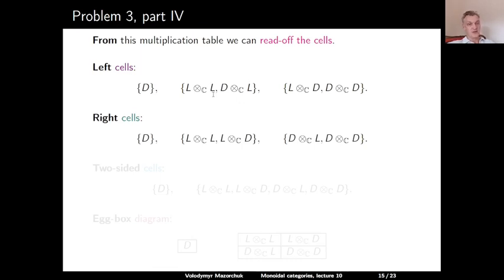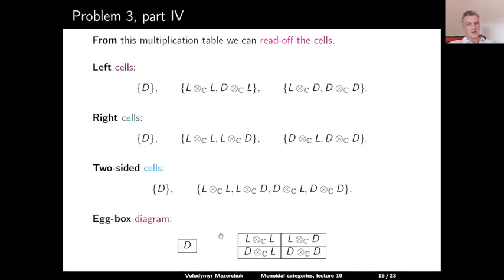Similarly, we have 3 right cells: D, and then L tensor L and L tensor D, since we can change the right component by right multiplication, and D tensor L and D tensor D. Again, we can change the right component by right multiplication. For two-sided cells, we need to unite left and right cells, and we will get only two two-sided cells: the cell D, and then the remaining cell consisting of all other elements, L tensor L, L tensor D, D tensor L, and D tensor D.